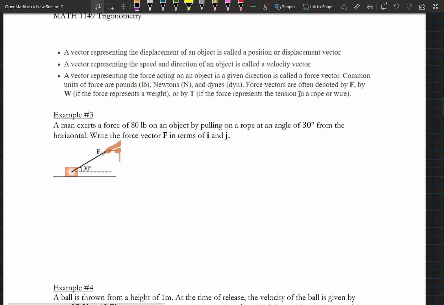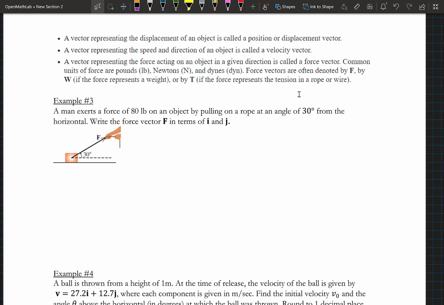So then just some terminology. A vector representing the displacement of an object is called a position or displacement vector. A vector representing the speed and direction of an object is called a velocity vector. And a vector representing the force acting on an object in a given direction is called a force vector. Common units of force are pounds, newtons, and dynes. Force vectors are often denoted by a bold capital F, or W for weight, or T for maybe tension. Those are just some common notation in the sciences, like in physics.